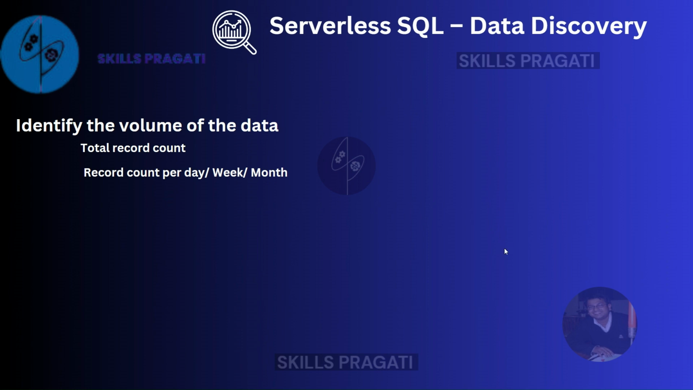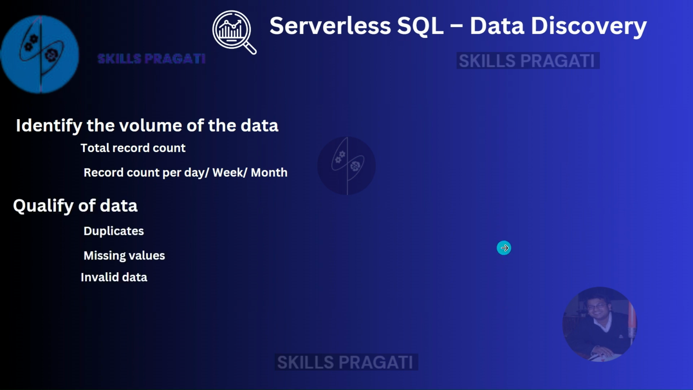As part of the discovery, you may want to identify the total number of records in the source data. This can help establish whether to use a Serverless SQL Pool, a dedicated SQL pool, or even the Spark pool for the solution. You may want to identify the record counts per day, week, month, etc. This helps us project the growth of the data and again helps identify the appropriate compute and storage for our solution. You may want to check the quality of the data received.